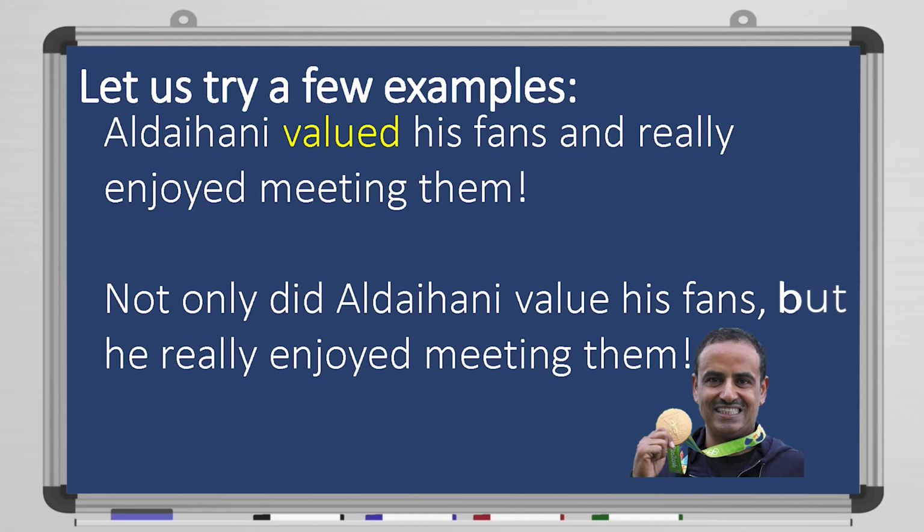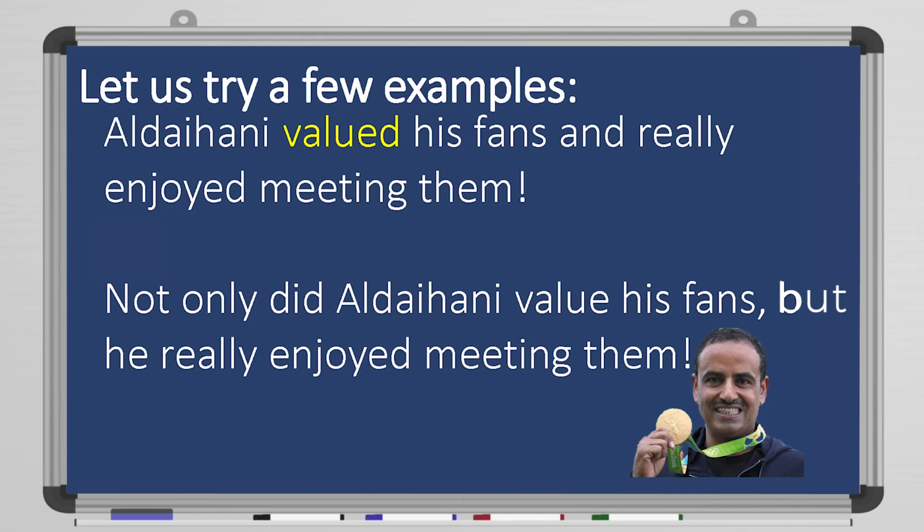Al-Dihani valued his fans. Al-Dihani is the subject, valued is the verb, and the object is his fans. Now we're going to use "not only," which is the adverb. Not only did, because there is no helping or auxiliary verb in the sentence. Not only did Al-Dihani value. Notice that we removed the past tense of the main verb in the sentence. Not only did Al-Dihani value his fans, but he really enjoyed meeting them.